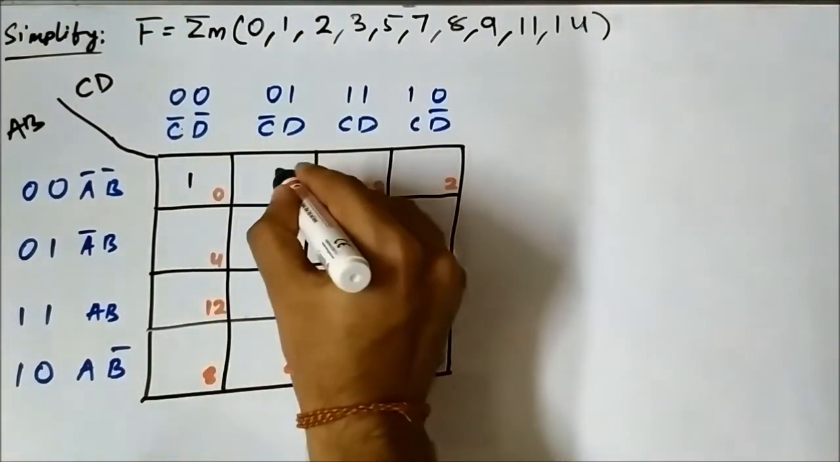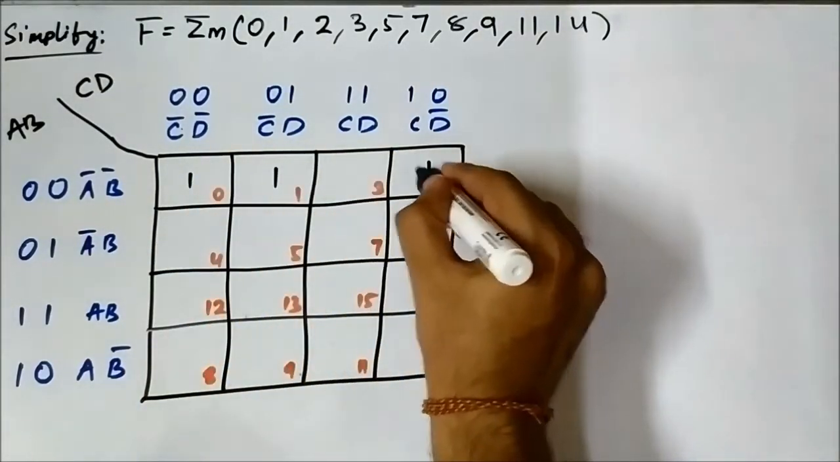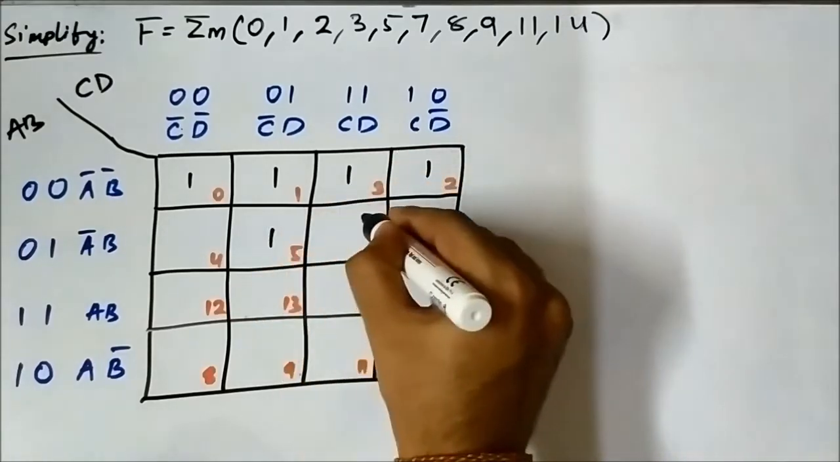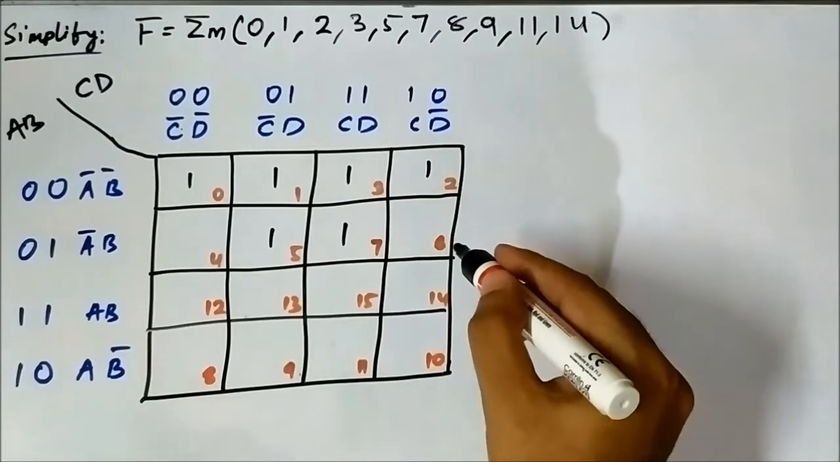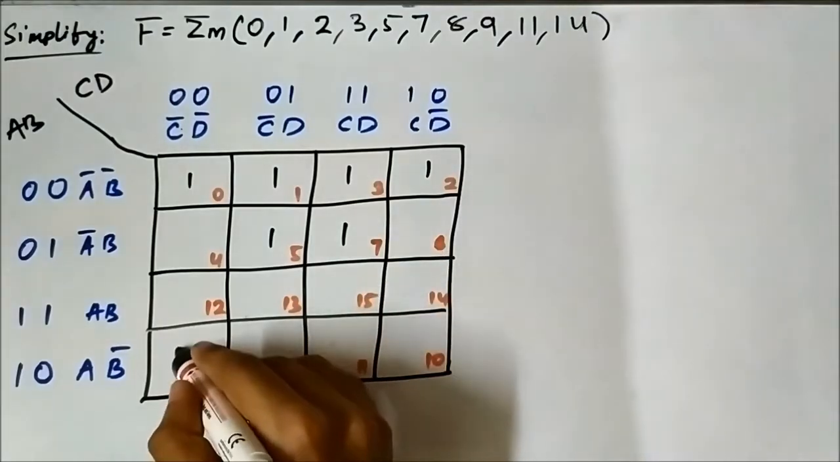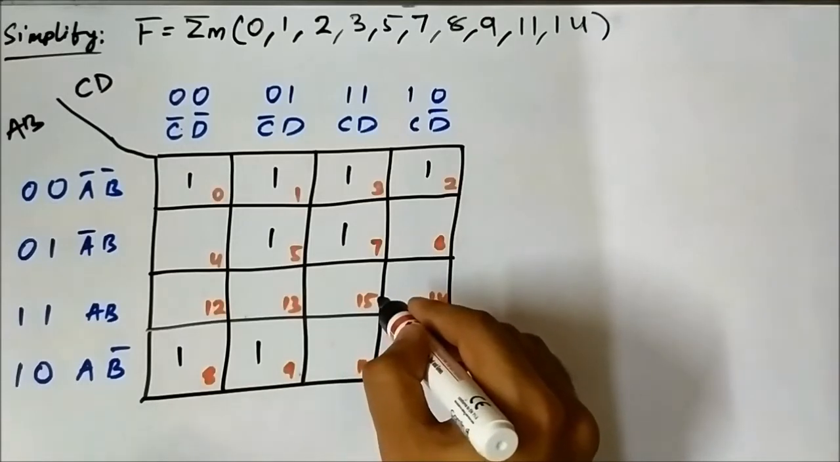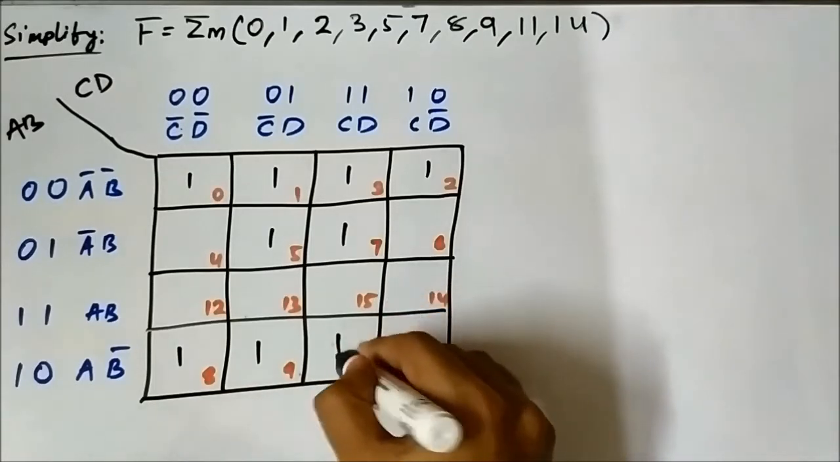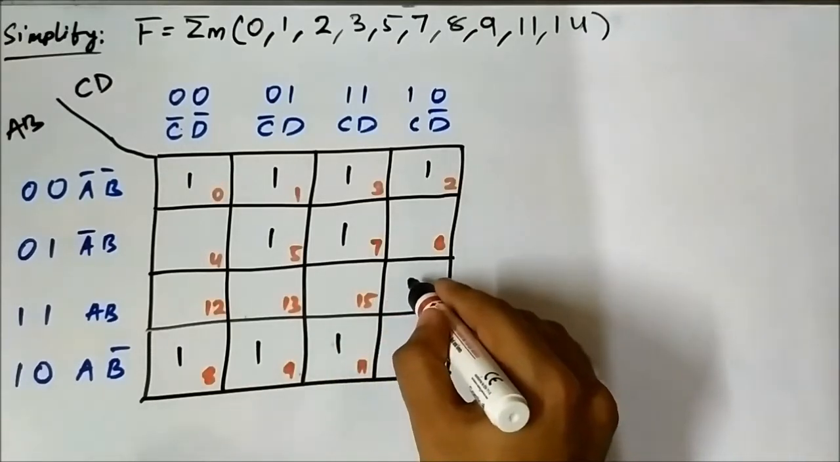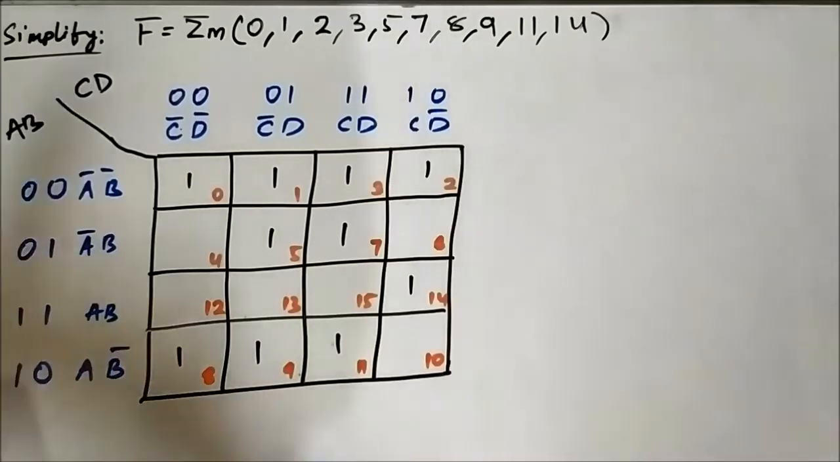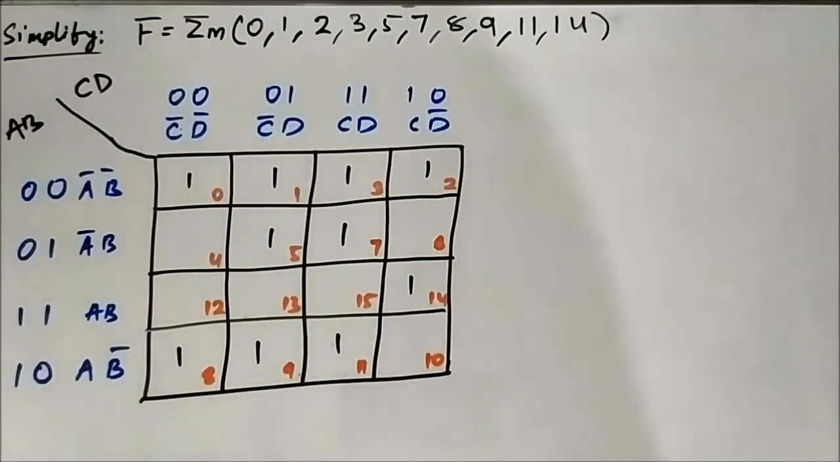So 0, 1, 2, 3, 5, 7, 8, 9, then 11 and 14. Okay, so this is the mapping done. Now we have to form the groups.